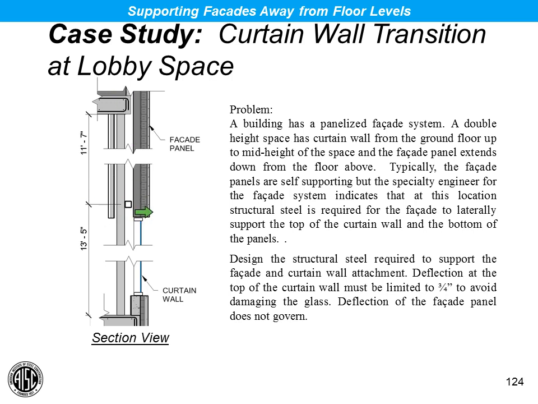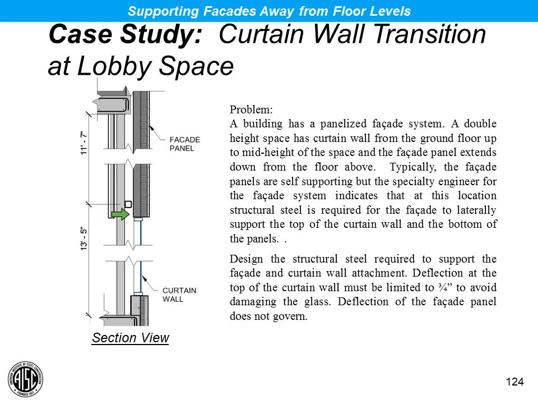The building has a panelized facade system, but it transitions from curtain wall to the pre-panelized facade system at the middle height of this 2-story space. And so in that case, I needed to provide some girts or lateral support, as you see here, to laterally restrain the facade panel out of plane, and also to support the curtain wall head that you see here.